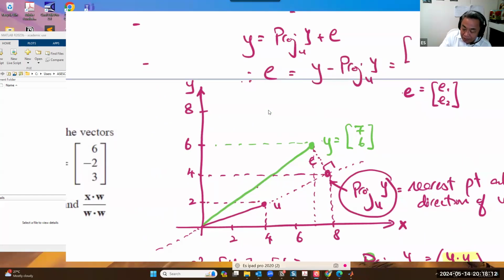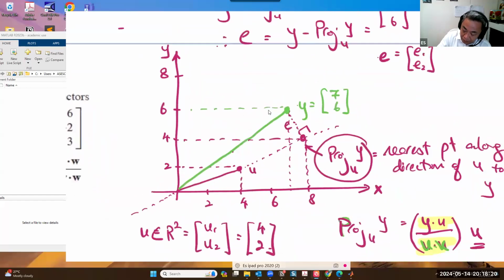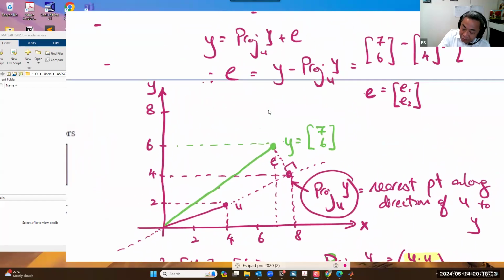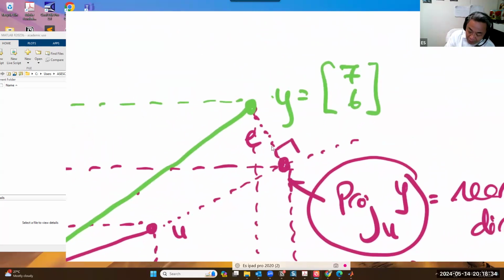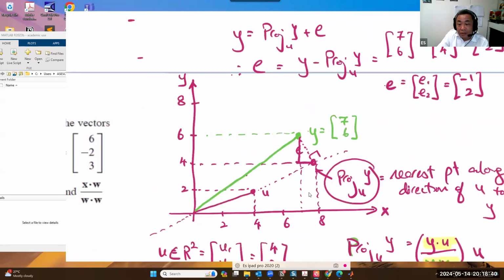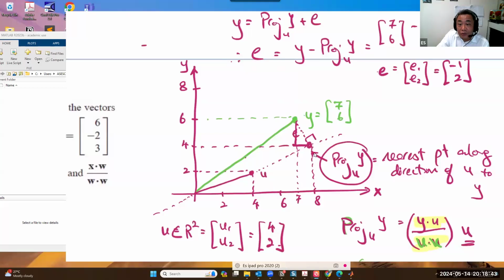What is y? 7, 6. What is the projection of y onto u? 8, 4. And therefore, this guy is minus 1, 2. Why is e minus 1, 2? If you look here very closely now, e goes left by 1 unit and goes up by 2 units. You see? It goes from 8 to 7, by 1 unit. So it's minus 1, and goes up by 2 units. So it's exactly e. Oh, okay, great. So now we figure out what e is.